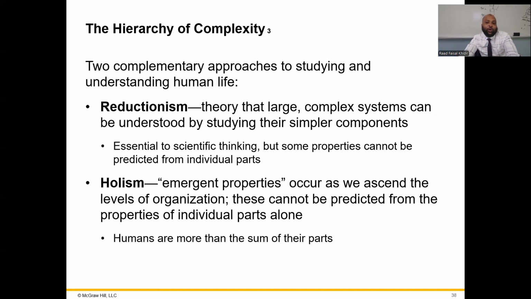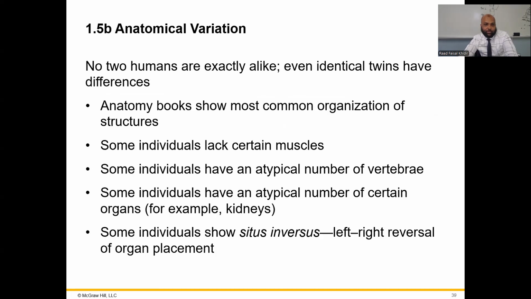Reductionism is a theory where we study large things based on their building blocks. But with holism, we study things holistically. These are the emergent properties that occur as we ascend the levels of organization from the cell up into the organs. Humans are more than the sum of their parts. No two humans are exactly alike. Even identical twins have their own differences that make them unique.